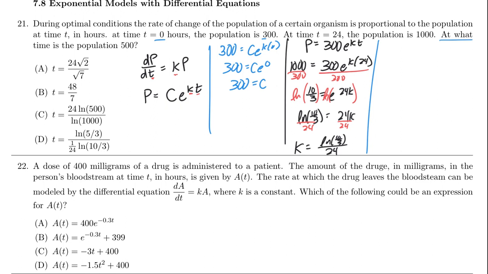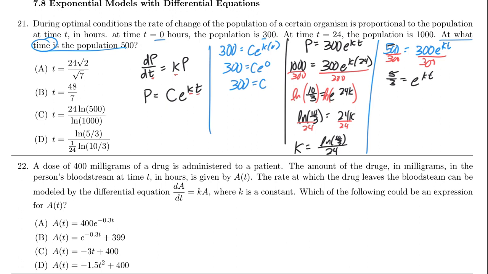Now the last thing is at what time is the population 500? So now we know the population is 500. And that's equal to 300 e to the, I'm just going to write k again instead of writing all this, but we'll know at the end k is equal to this thing, kt. And here we're trying to solve for t, because we want to know at what time the population is 500. So again, divide both sides by 300 to start. So that's going to be 5/3.